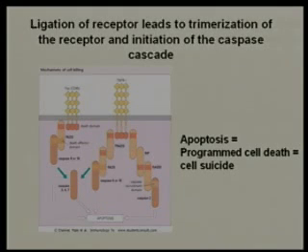Similar for the TNF receptor. Ligation of this leads to activation of its death domain. It's called TRADD, which is TNF receptor associated death domain, and activation of the caspase cascade. Okay? Does that make sense? So two main ways that we discussed so far: perforin granzymes and through what are known as death receptors, FAS or TNF receptor, both of which lead to apoptosis.